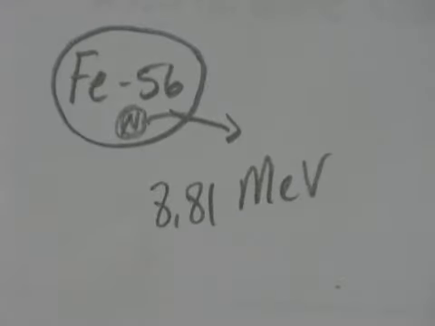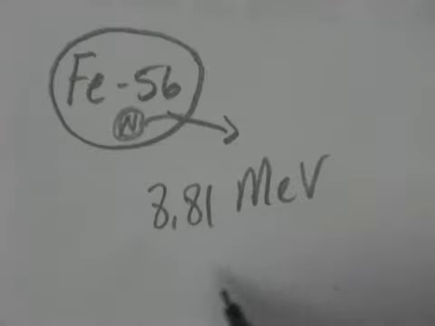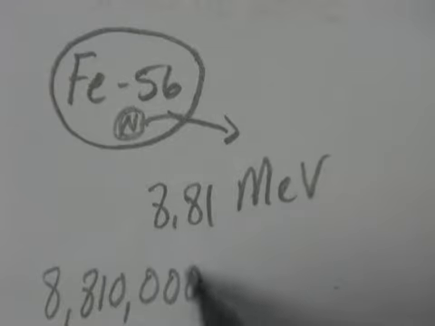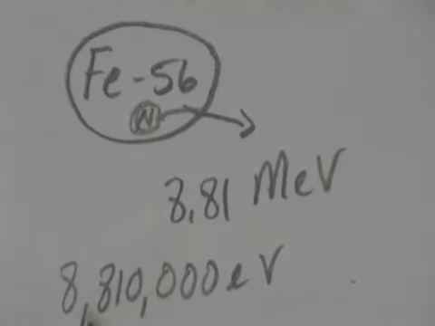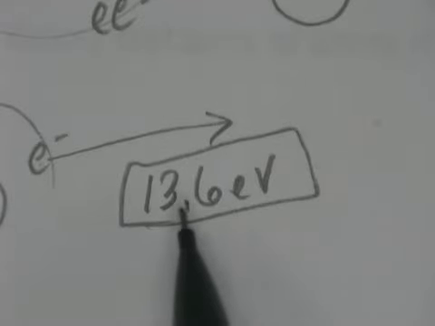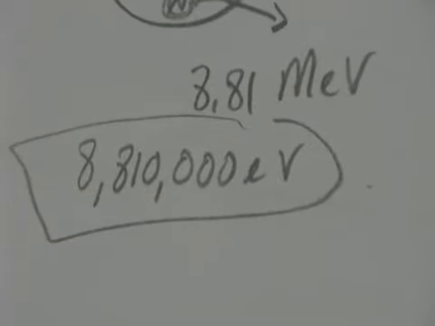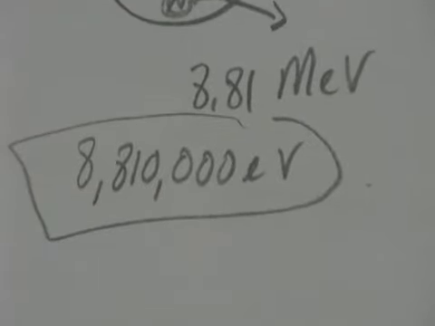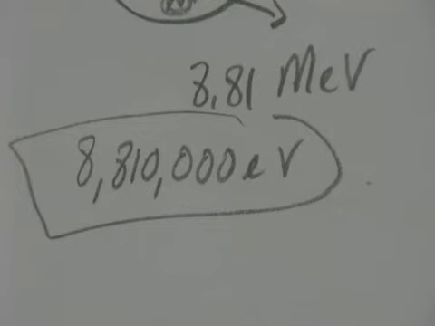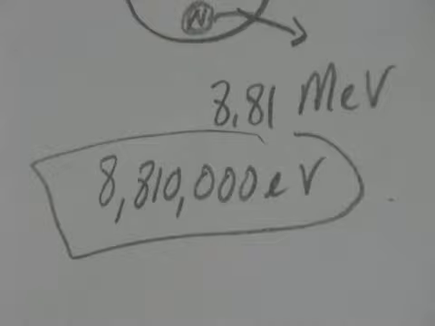You might be saying, well, that's no big deal. Oh, remember, mega is like a million. So this is 8,810 thousand. Those two numbers are the same thing. It's 8.8 million electron volts. That's a lot of energy. Check out the amount of energy to remove an electron over here. Remember, that was 13.6 electron volts. So you're talking millions of times stronger. And the fact that it's millions of times stronger leads us to the conclusion that there's much more energy associated with nuclear reactions than with chemical reactions.